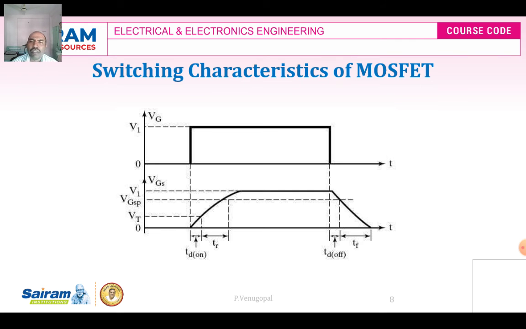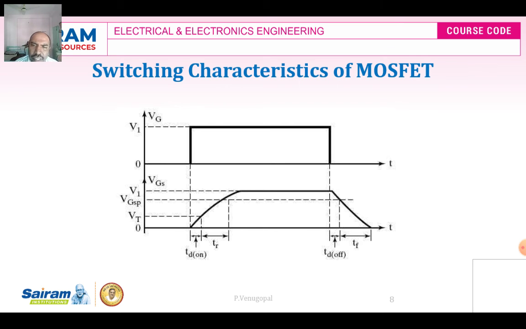Look here. When the gate voltage is positive, what happens? VGS, the gate to source voltage, is supplied, and it rises from 0 to the threshold value. The time taken for VGS to rise from 0 to the threshold value is called the delay time, that is delay time on, TD on.